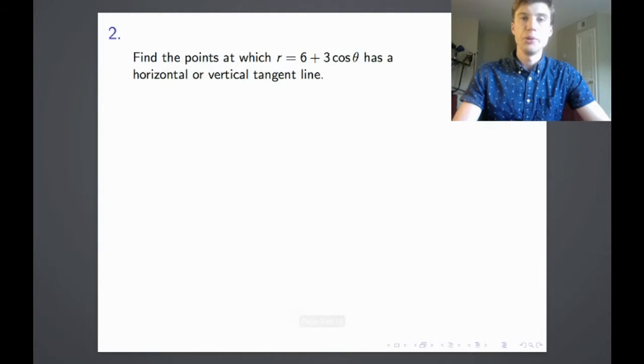Today we will be looking at problem 2 of the 11.3 handout. We consider the polar function r equals 6 plus 3 cosine theta and find the vertical and horizontal tangent lines associated to this curve.